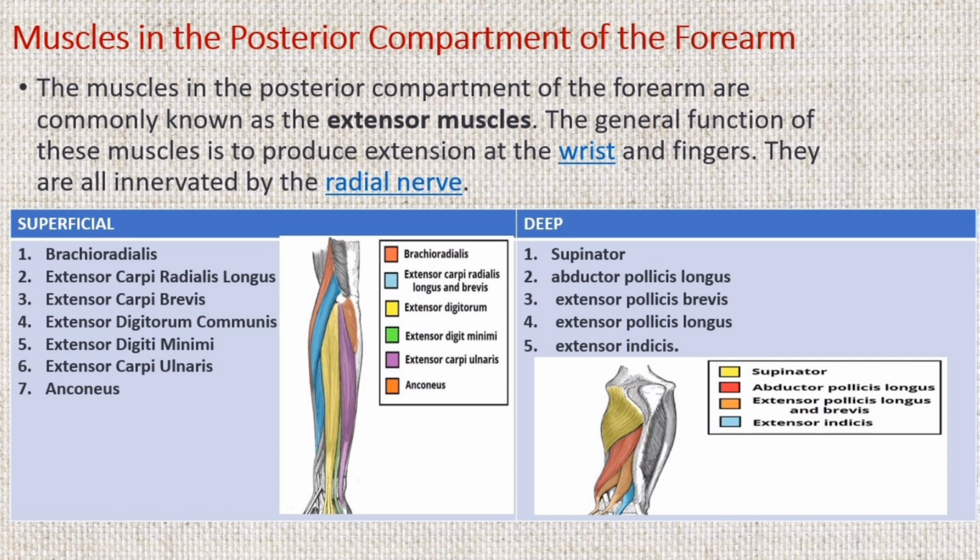Extensor indicis proprius. This muscle allows the index finger to be independent of the other fingers during extension. Attachments. Originates from the posterior surface of the ulna and interosseous membrane, distal to the extensor pollicis longus. Attaches to the extensor hood of the index finger. Actions. Extends the index finger. Innervation. Radial nerve posterior interosseous branch.